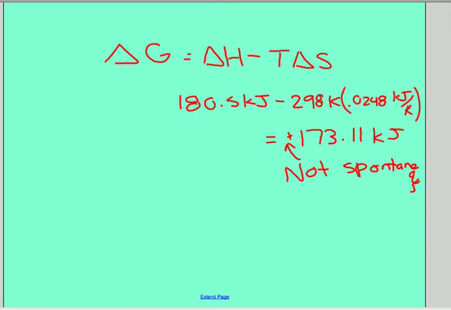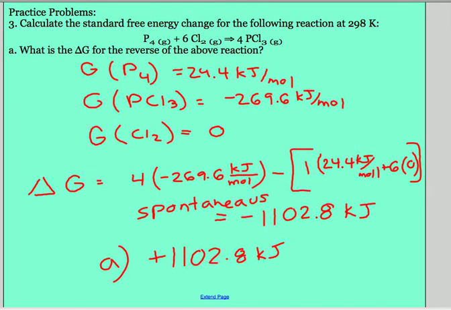Number 3 is just asking you to calculate delta G's. So what I did here is I gave you your delta G's for the different chemical species. So phosphorus has this delta G, phosphorus trichloride has this one, and chlorine has 0. This is a different type of problem because we aren't given enthalpy, we aren't given entropy, so we're not using that equation. So in this case, since they're giving us this, we are going to use products minus reactants. So I plug and chug my products minus my reactants, be careful with your symbols, and we get a negative 1,102.8 kilojoules per mole of reaction assumed. So that's the forward reaction.